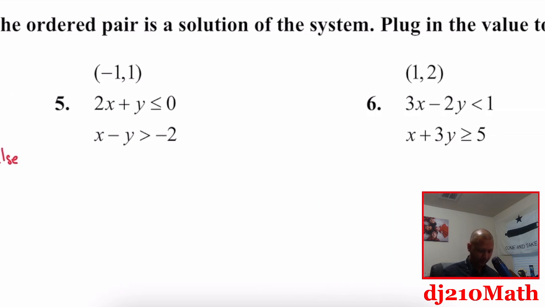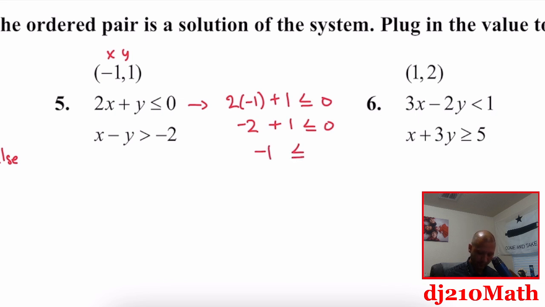All right, 5. Again, X and Y. Let's go with the first one, we have 2 times negative 1 plus Y, which is 1. Is this going to be less than 0? That's the question. So 2 times negative 1, plus 1, is this less than or equal to 0? So negative 2 plus 1 is negative 1. Is negative 1 less than or equal to 0? Yeah, it is. This is true.